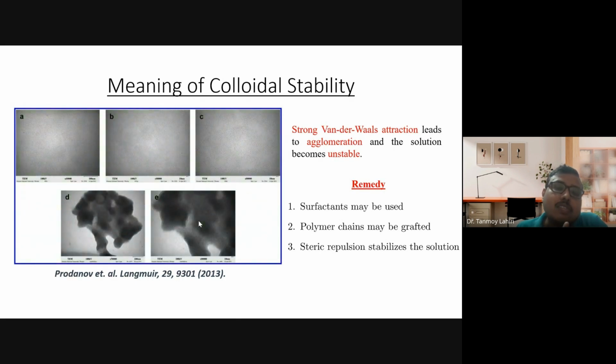Now, in that case, we need stabilization. Stabilization means we need colloidal particles to be dispersed uniformly throughout the solvent. And how can we do that? The remedy is that we can use surfactants, or we may use polymer chains grafted on the nanoparticles or colloidal particles. What happens is that when steric repulsion occurs between the polymer chains, the nanoparticles or colloidal particles stay far apart in order to reduce the overall free energy of the system. And it can be shown for a polymer system.